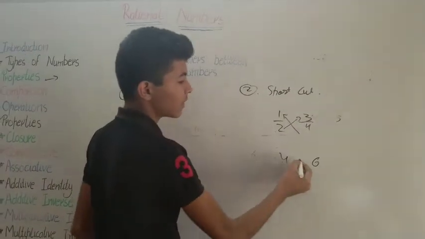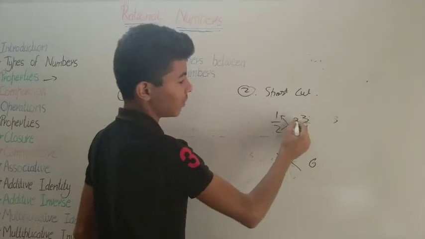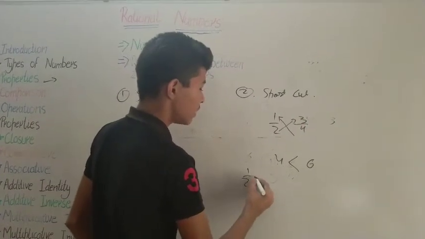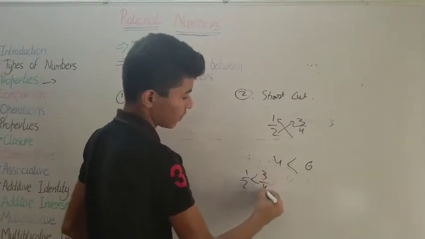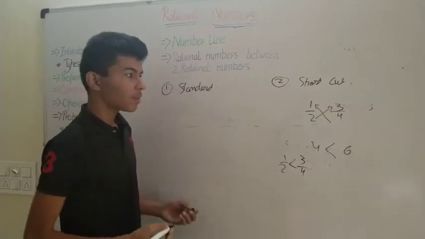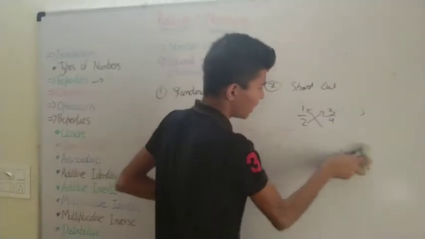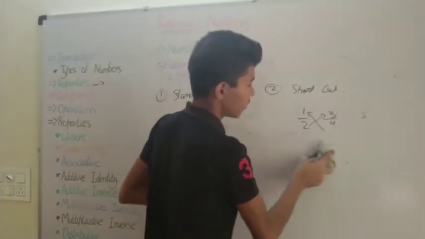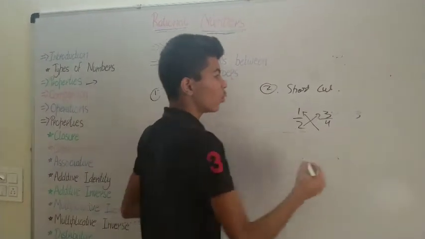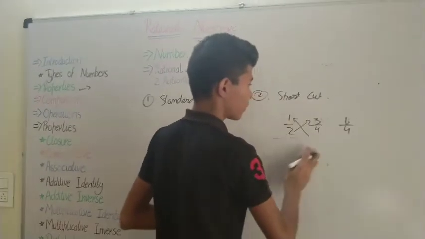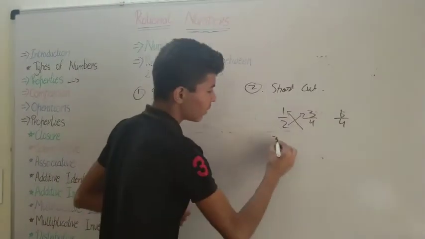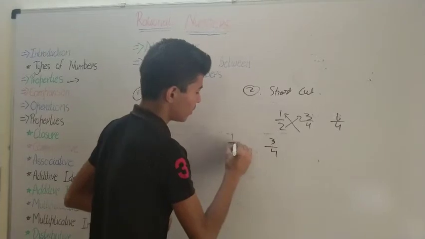We know that 6 is bigger than 4, so that means 1 by 2 is smaller than 3 by 4. So this is how we can represent it. You can also compare with another number, so let's include 1 by 4 in that. So we know that 3 by 4 is here and 1 by 2 is here.